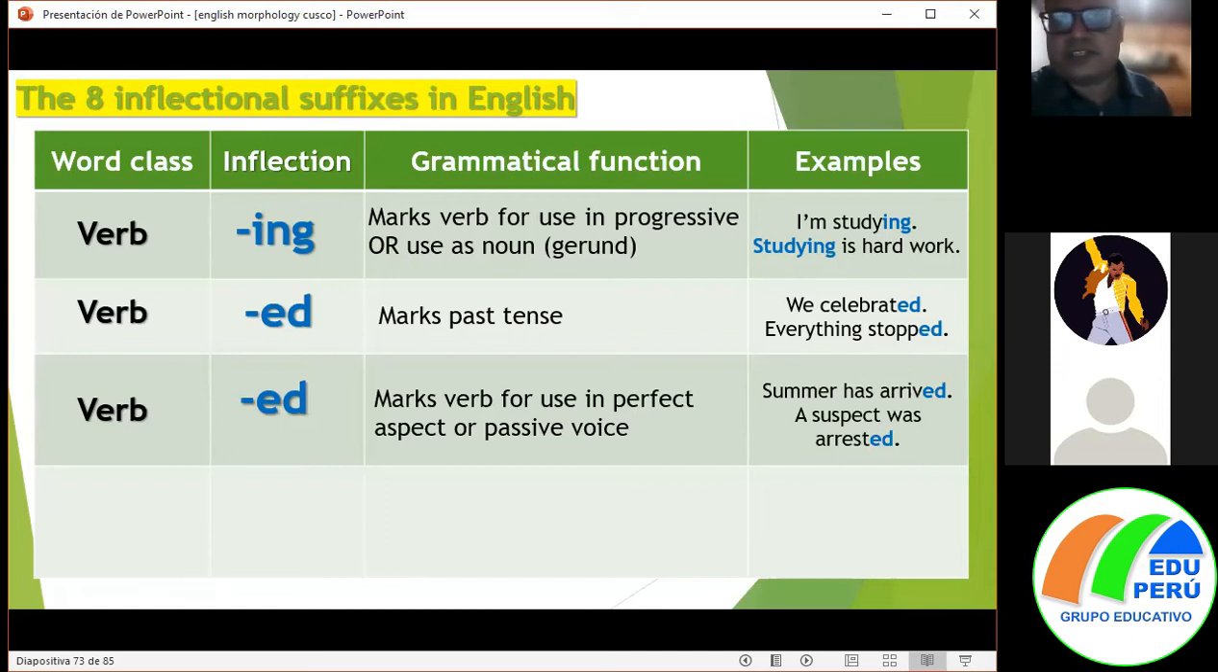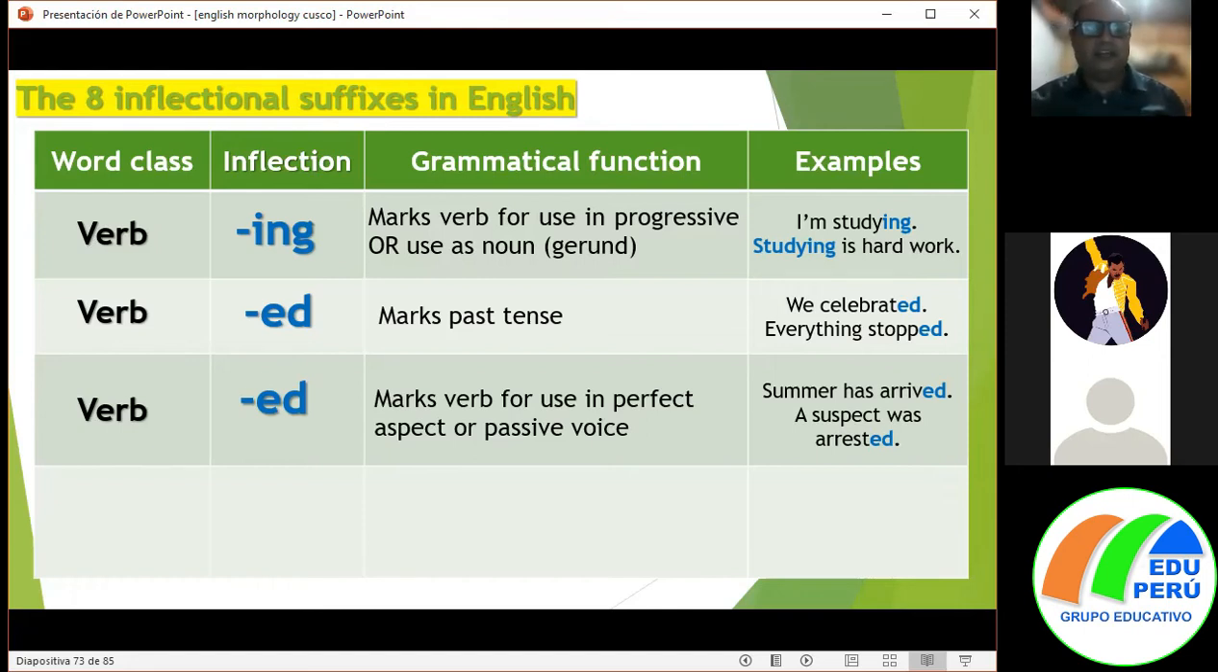Summer has arrived. This is present perfect, right? How do we make the present perfect? We use the verb have or has plus the verb in past participle. Regular, ed. No? Past participle, regular verbs, ed, similar to the past simple. And also, this is used to make passive voice. A suspect was arrested. This is a past simple passive voice. So notice that we are going to use this structure in these two contexts, no? To make perfect aspect or passive voice.